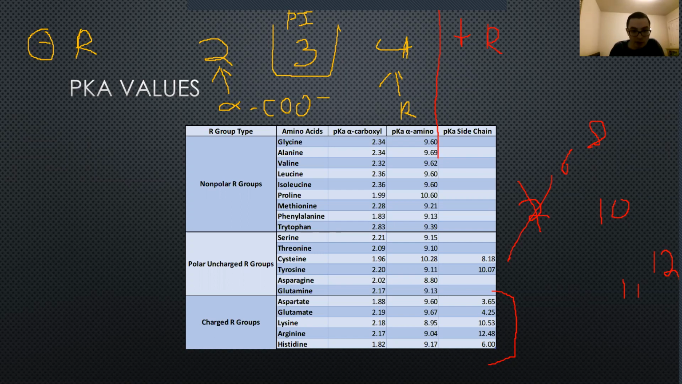The last 5 are the 5 that are normally considered to have a charged side chain. You also have tyrosine and cysteine, but you don't see these as much. And if you did see it on the MCAT, it would be very explicit how they explain it. It would probably be explained in the passage, or they would draw the mechanism for you.